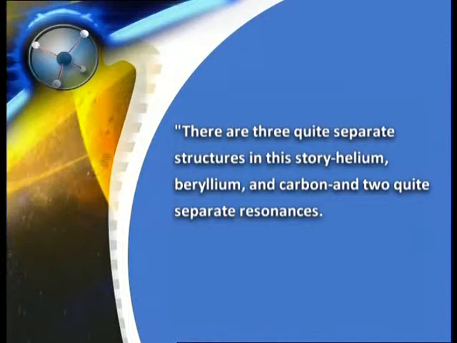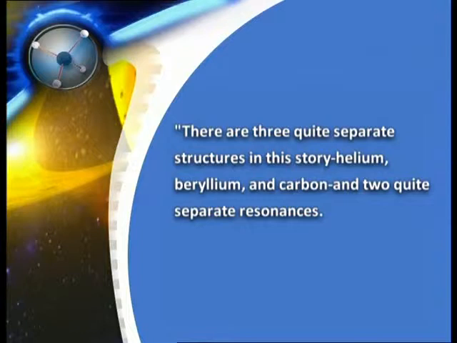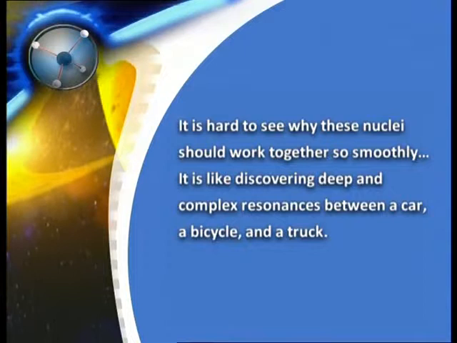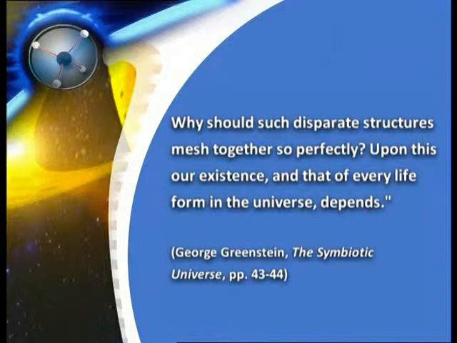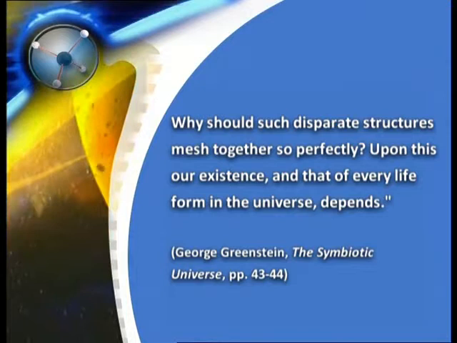There are three quite separate structures in this story: helium, beryllium, and carbon, and two quite separate resonances. It is hard to see why these nuclei should work together so smoothly. It is like discovering deep and complex resonances between a car, a bicycle, and a truck. Why should such a disparate structure mesh together so perfectly? Upon this, our existence and that of every life form in the universe depends.